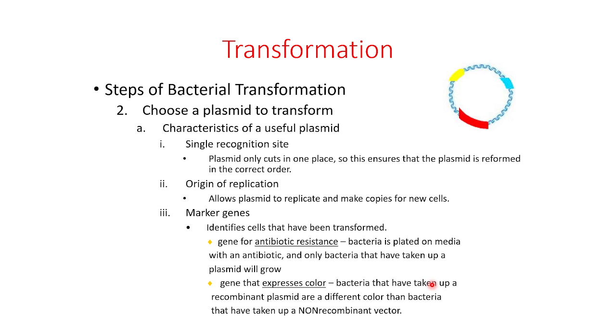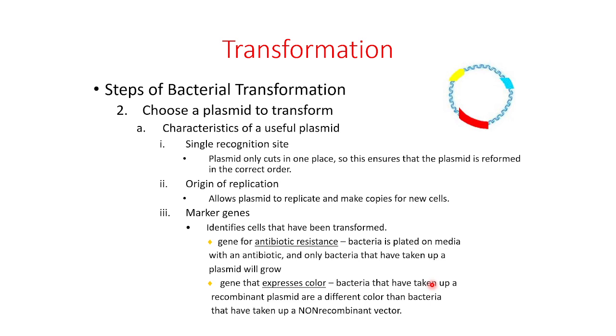Also, it is necessary to have your origin of replication. So what does this origin of replication do? It allows your plasmids to replicate. It is where your replication actually originates from or starts from. So it allows the plasmid to replicate and make copies for the new cells. Okay, so this is the other important thing.